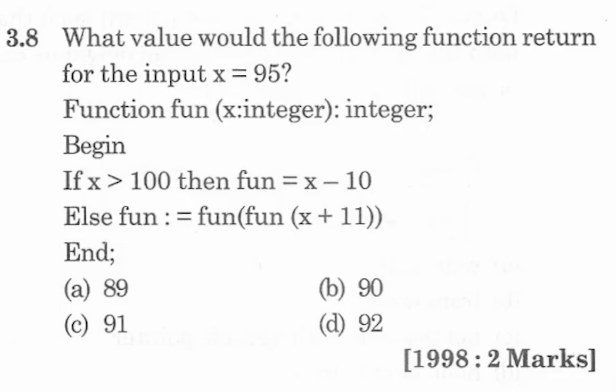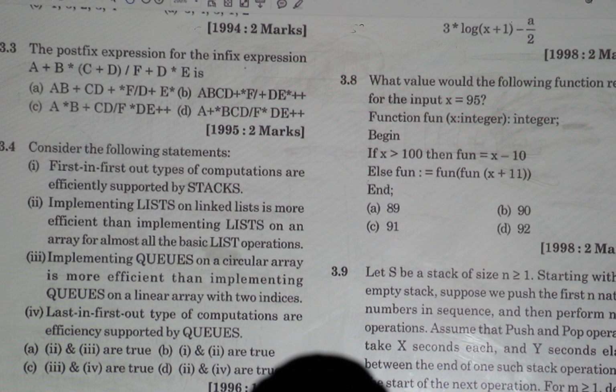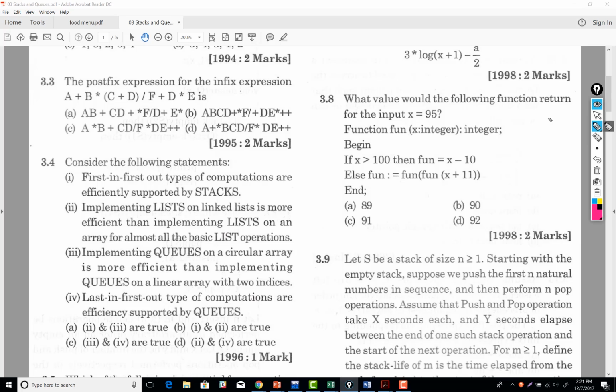Question number 3.8. Yes. C. Anyone is getting C? Anurag? C? Not getting it? I'm getting 89. How can that come, sir? You are joking. Sir, how do you joke so much, sir? How?